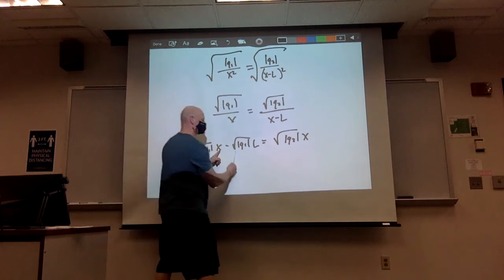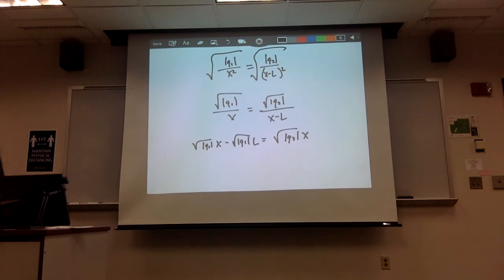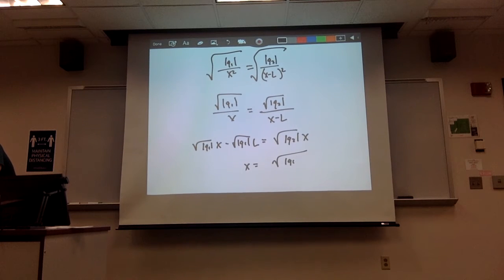Finally, when I want an x, so I'm going to add this term to this side, subtract this term to this side, and factor out the x, and then solve for x. So I finally get that x then is equal to the square root of the magnitude of Q1 divided by the square root of the magnitude of Q1 minus the square root of the magnitude of Q2, all times L.